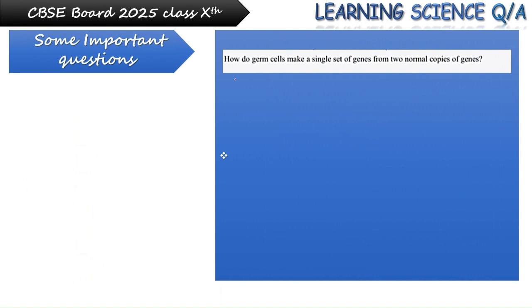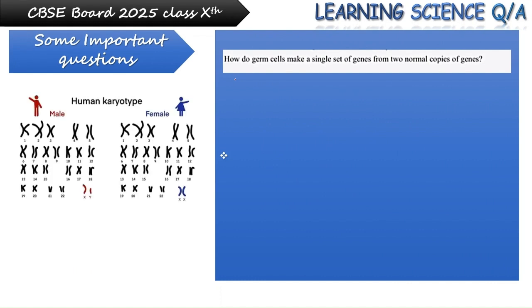Now the next question says, how do germ cells make a single set of genes from two normal copies of genes? Here we are having male and female with two normal sets of genes, or you can say two normal sets of chromosomes. We know that germ cells are having a single set of chromosomes from both male and female parent.